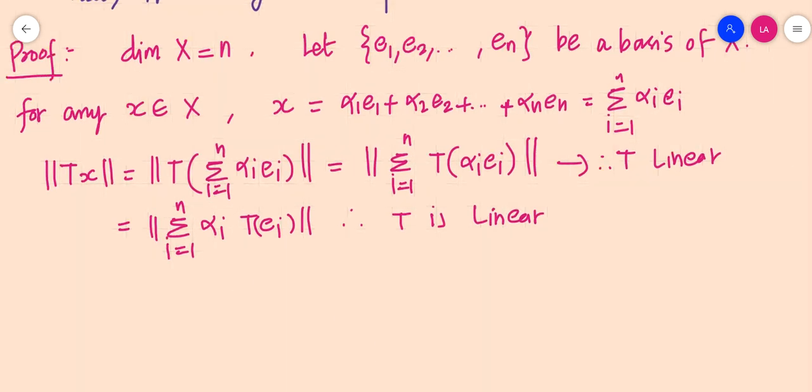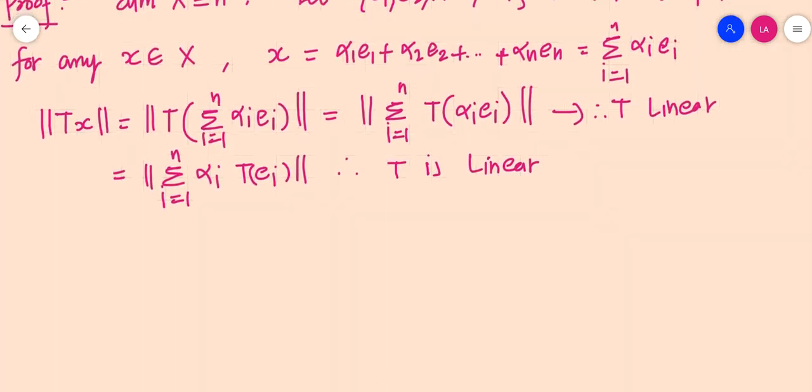Now we use the basic properties of norm. This can be written as summation i equal to 1 to n norm of alpha i T of ei, because the norm satisfies the triangle inequality. Since norm of x plus y is less than or equal to norm x plus norm y, we can split up this whole thing. This is actually a finite sum, i varies from 1 to n. You can also do this here as well: summation i equal to 1 to n of T of alpha i ei can be split, and then use the second linearity property after that. So you can do it both ways.